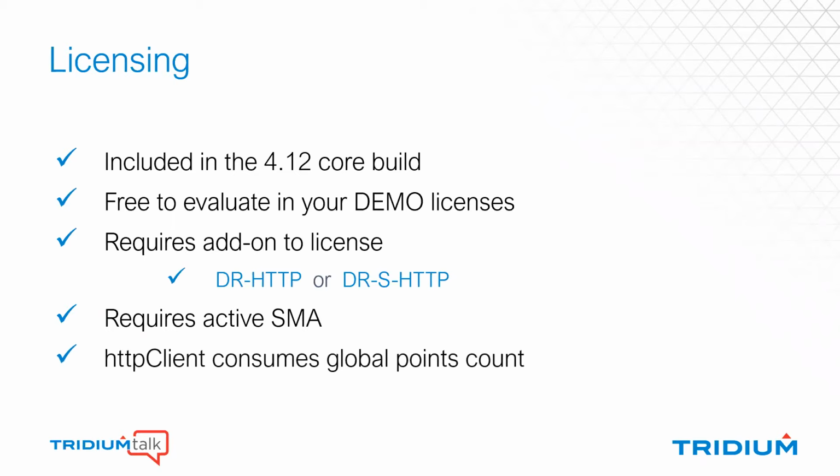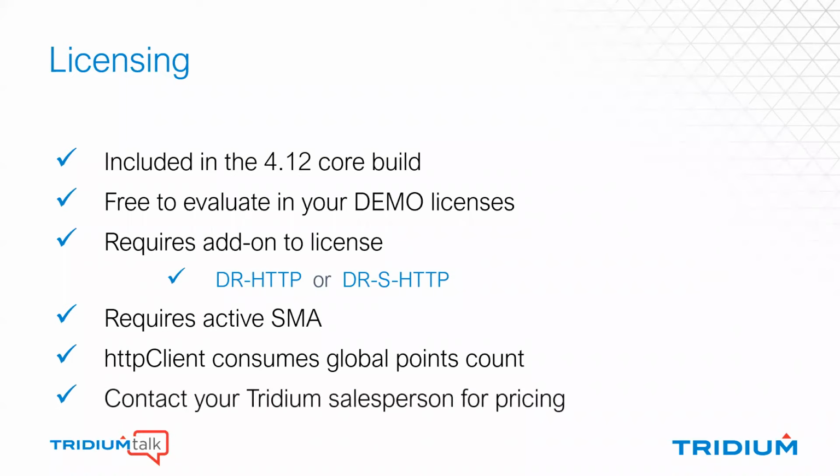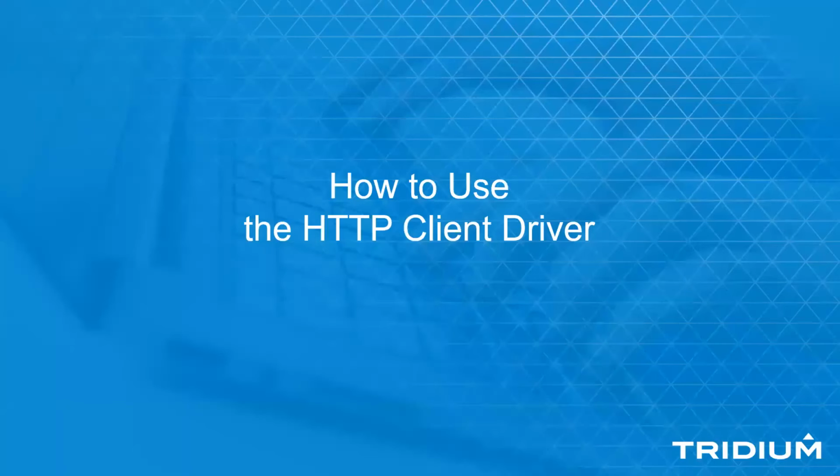Now, the HTTP client consumes global points, but you will find that it's only per endpoint that you are actually connecting to. And you may well find, and I think some examples that Curtis has to show you later will show that, a single endpoint can actually provide you back with 1, 10, or 100 pieces of useful data. Similarly, when sending information out, particularly if using the JSON Toolkit, you can actually wrap up a lot of information into one single message. So the usual message here is contact your Tridium salesperson for pricing.